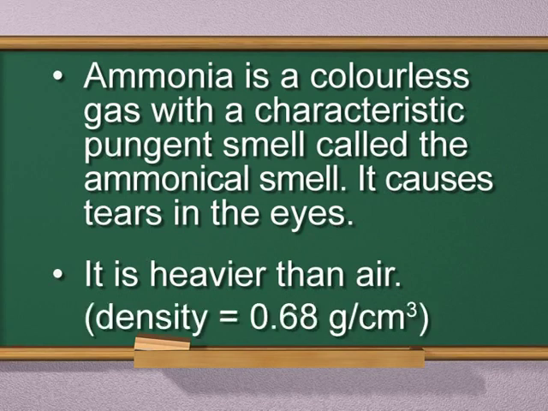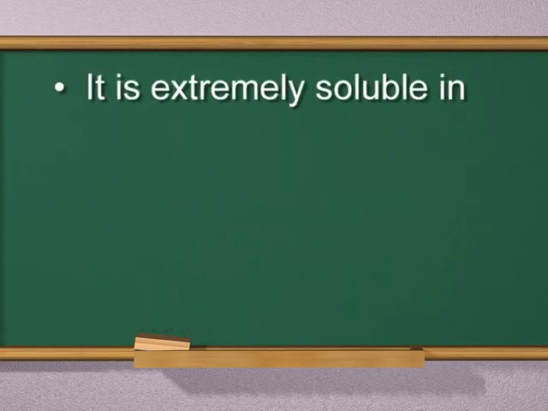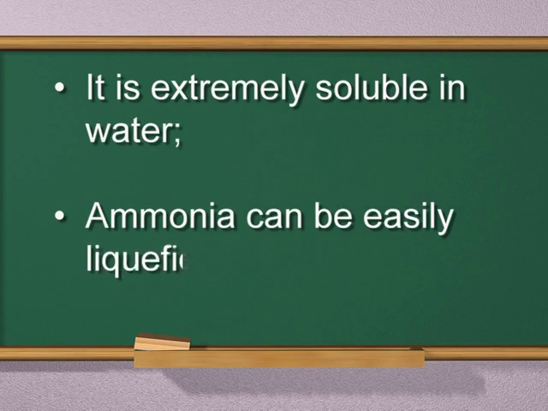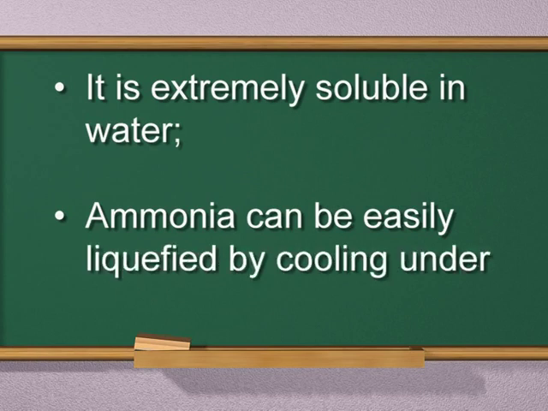Its density is 0.68 grams per cubic centimeter. It is extremely soluble in water. 1 volume of water can dissolve about 1000 volumes of the gas at 273 Kelvin. Ammonia can be easily liquefied by cooling under pressure.